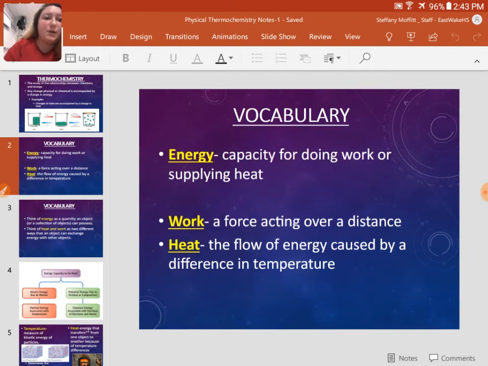So a couple of vocabulary terms. Energy is the capacity for doing work or supplying heat. Work is a term used in physics a lot. Work is a force acting over a distance. It's just force over distance. And heat is that flow of energy. And we talk about heat with temperature, but they're two different things.